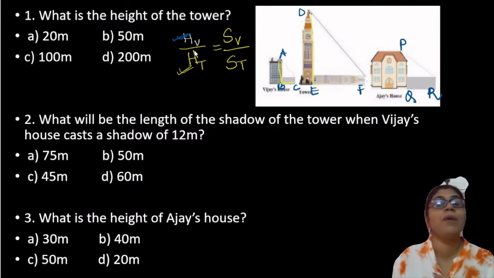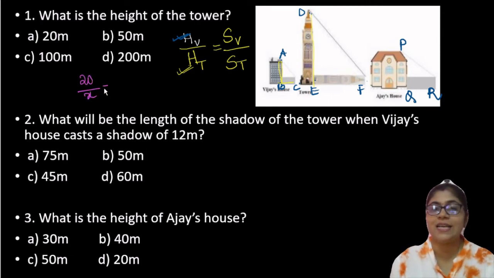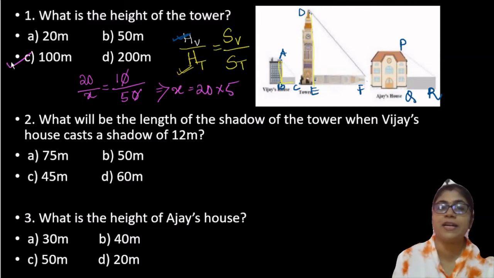So height of Vijay's house is known, that is 20 meter. Height of tower is unknown here. We have to find out the height of tower. So we can solve as 20 by x is equal to shadow of Vijay's house is 10 meter and shadow of tower is 50 meter. So x is equal to 20 into 5, that is 100 meters. So option C is the right answer.